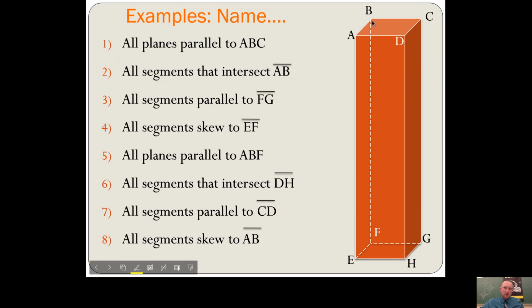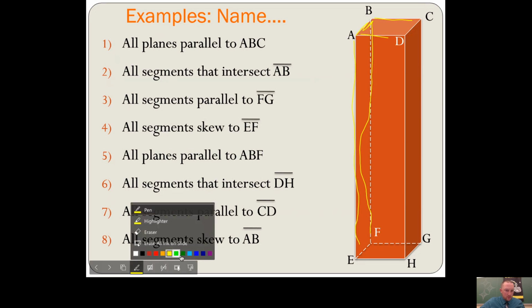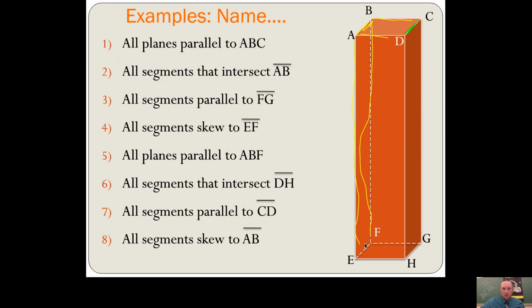Okay, so you're looking at segment AB. Which segments touch it? This one, this one, oh my goodness, that one, and that one. Those touch segment AB, so those can't be segments that are skewed to it, because skew segments don't touch. Also, the segments that are parallel to segment AB would be this one, and this one. Segments that are parallel to it are not skewed to it. Skew segments don't touch, and they're not parallel.